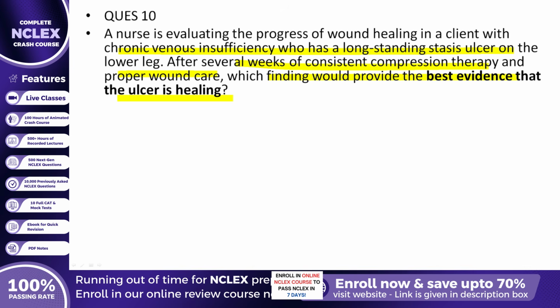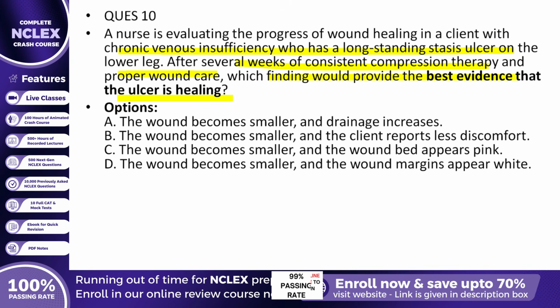The available options are as follows. Option A, the wound becomes smaller and drainage increases. Option B, the wound becomes smaller and the client reports less discomfort. Option C, the wound becomes smaller and the wound bed appears pink. And option D, the wound becomes smaller and the wound margins appear white. The correct answer is option C, the wound becomes smaller and the wound bed appears pink.